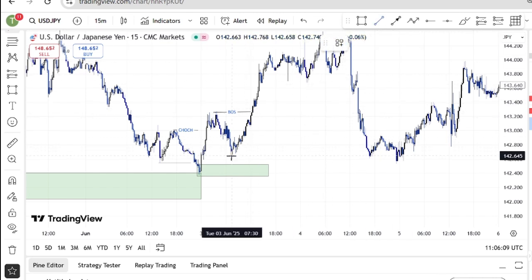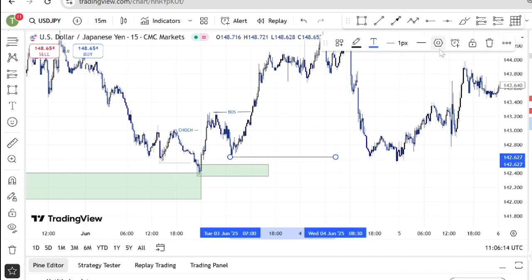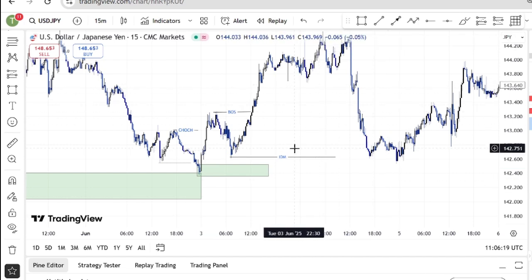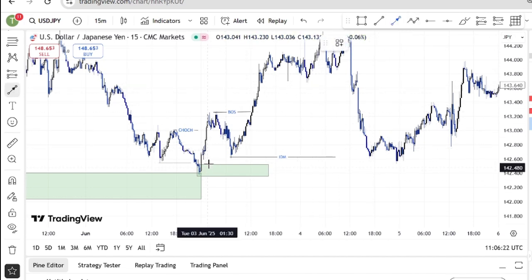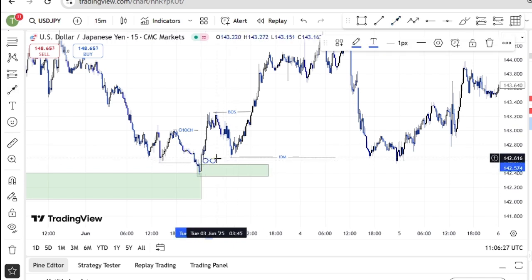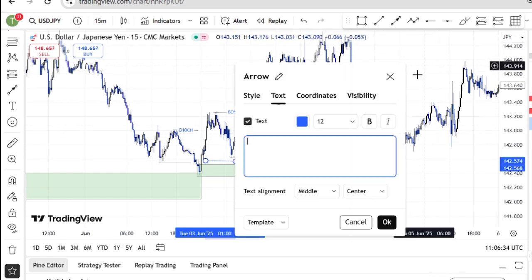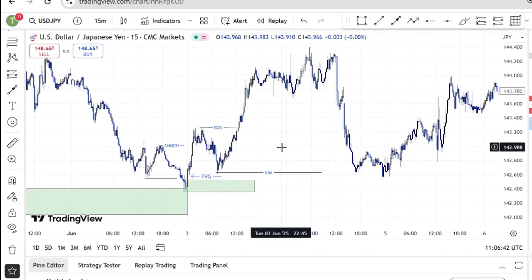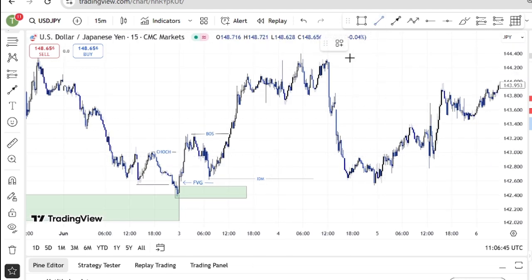At this point, we have our inducement here. And lastly, we have our fair value gap at this point. We have our fair value gap. So with all of this in place, what are we expecting now? Don't forget, this is the high we are trying to target.